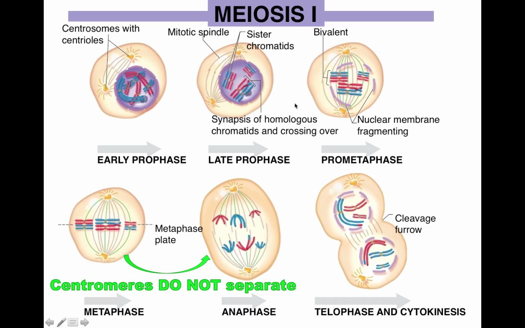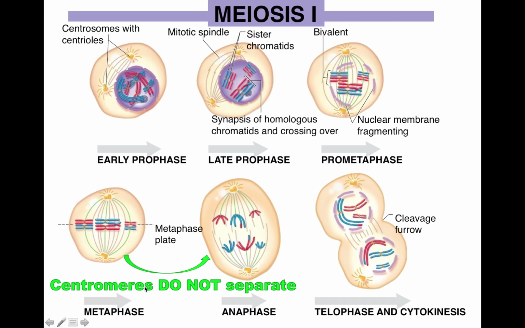Then the nuclear envelope starts breaking down, and the bivalents, or the homologous pairs of chromosomes, line up opposite each other on the metaphase plate. And microtubules attach to the chromosomes that consist of 2 sister chromatids together. And the chromosomes go to opposite poles of the cell. And then a cleavage furrow breaks the cell into 2, and now you have 2 haploid cells, 2 cells with only 1 copy of each chromosome.